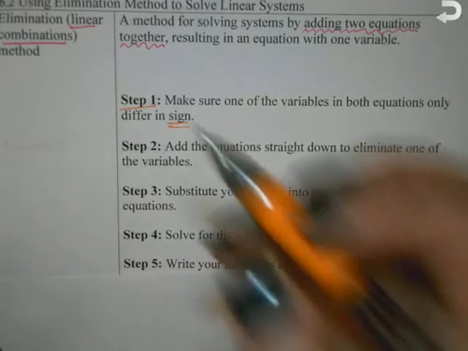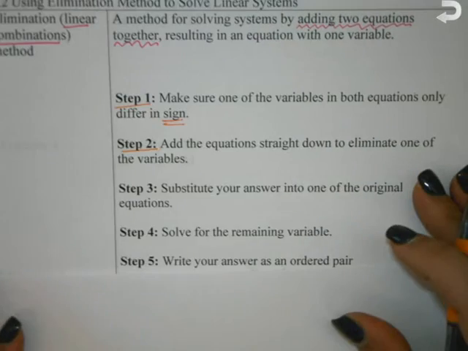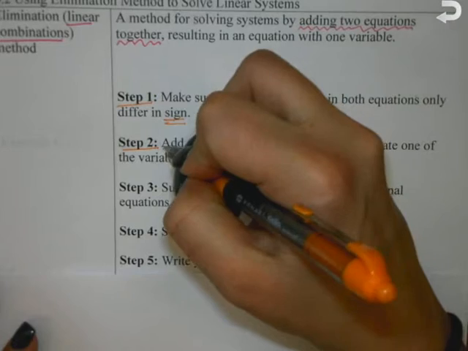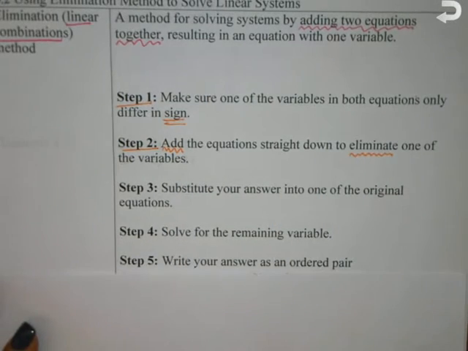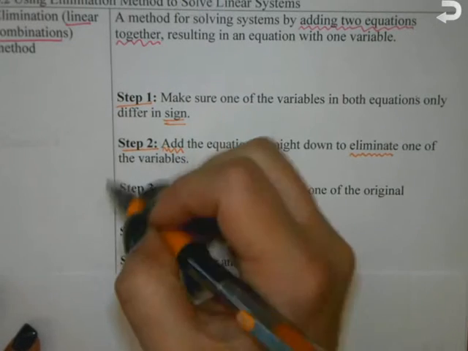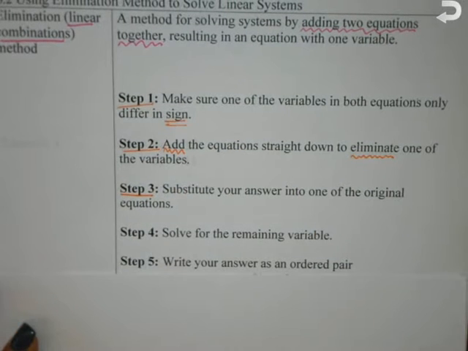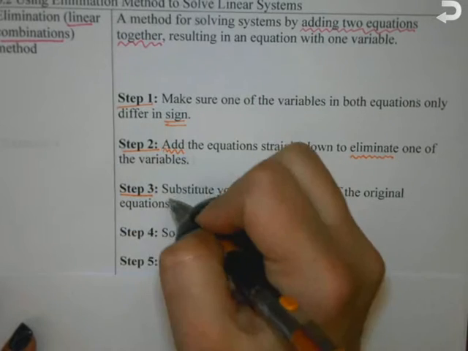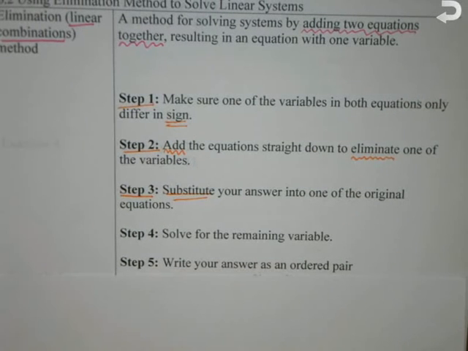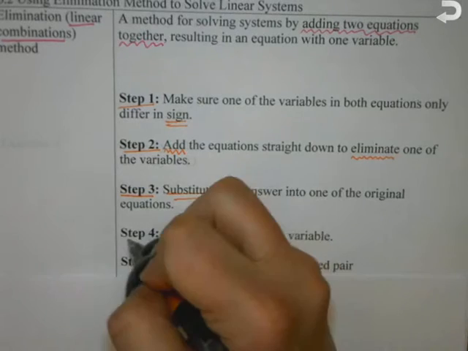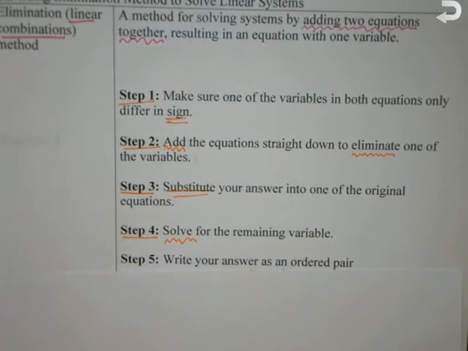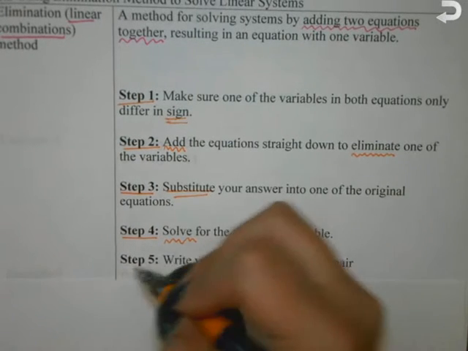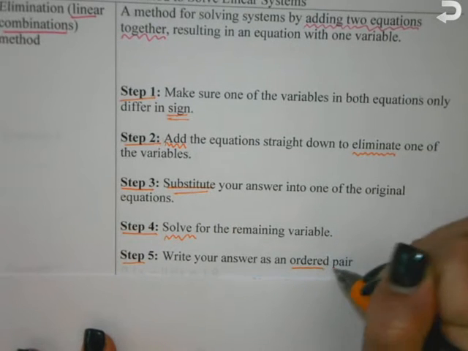Step 2, after you make sure you have that, you are going to add the equations straight down, which will eliminate one of the variables. Step 3, whatever answer you get, you're going to substitute it into one of the original equations, which will help you solve for the remaining variable. And then always last, you're going to write your answer as an ordered pair.